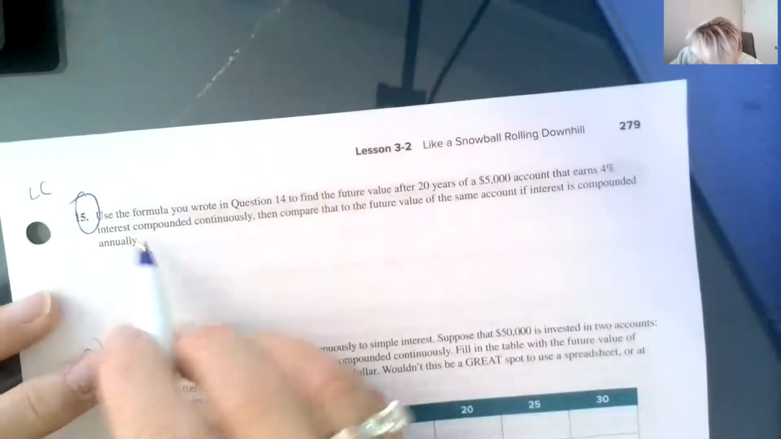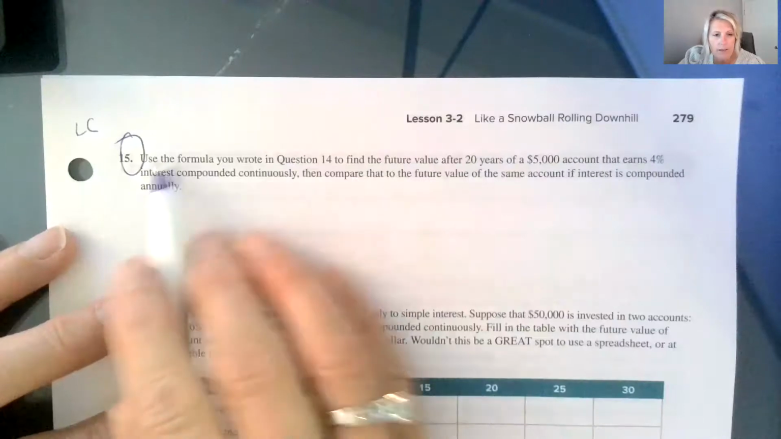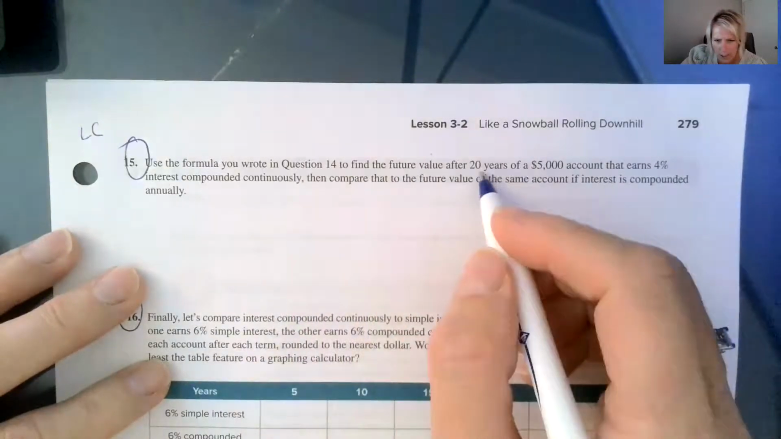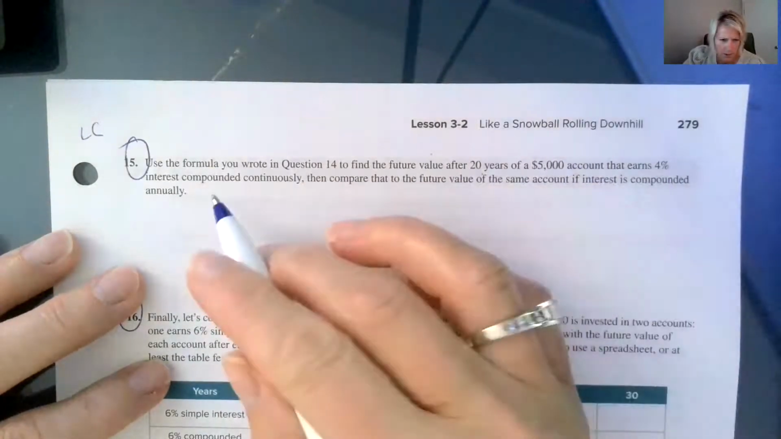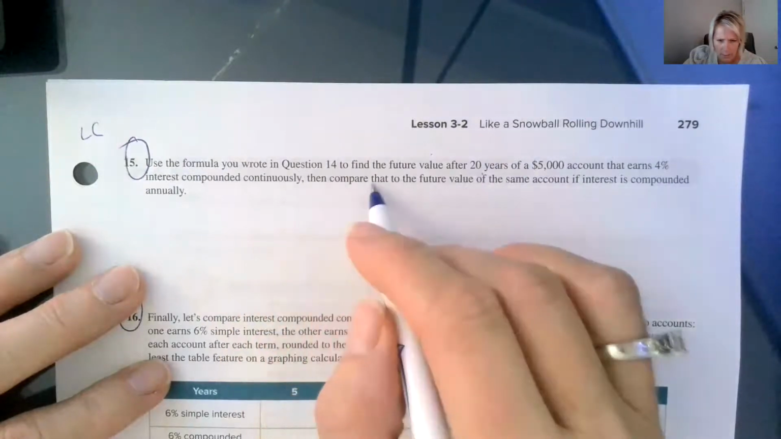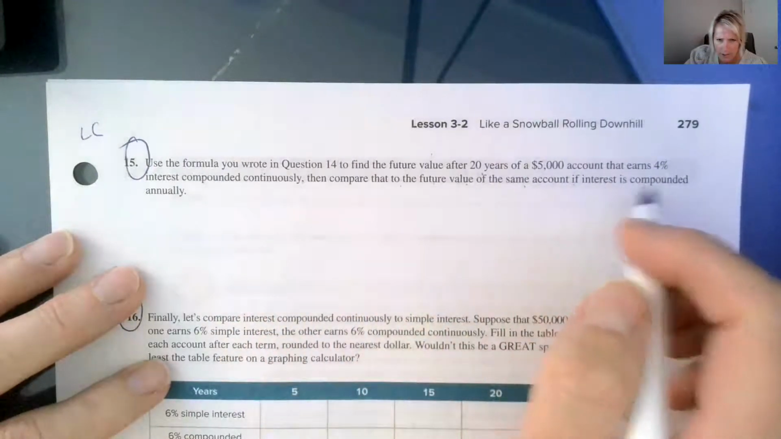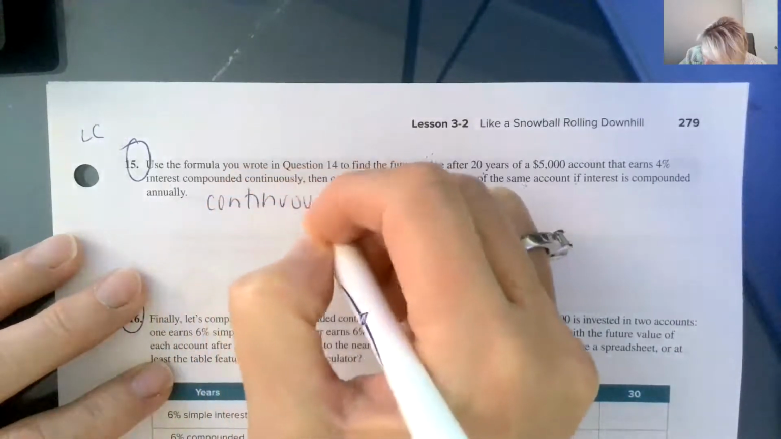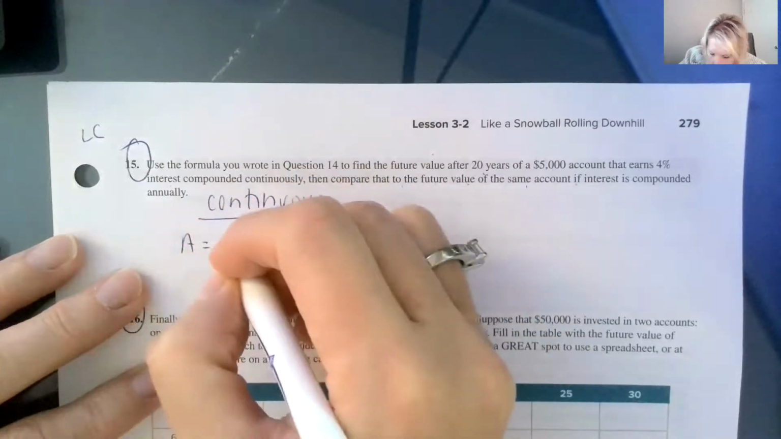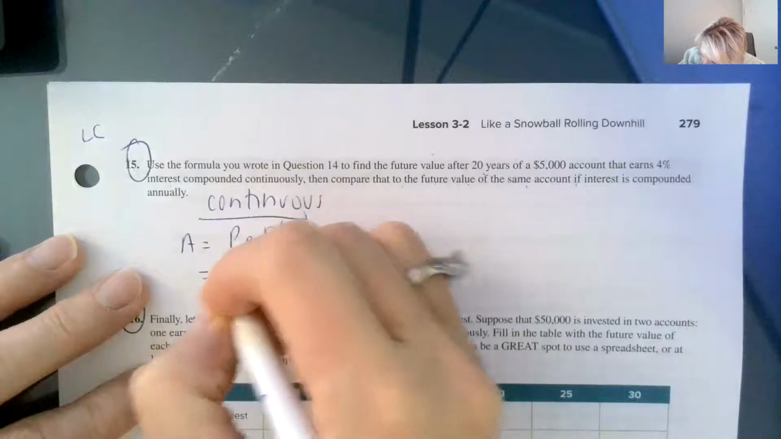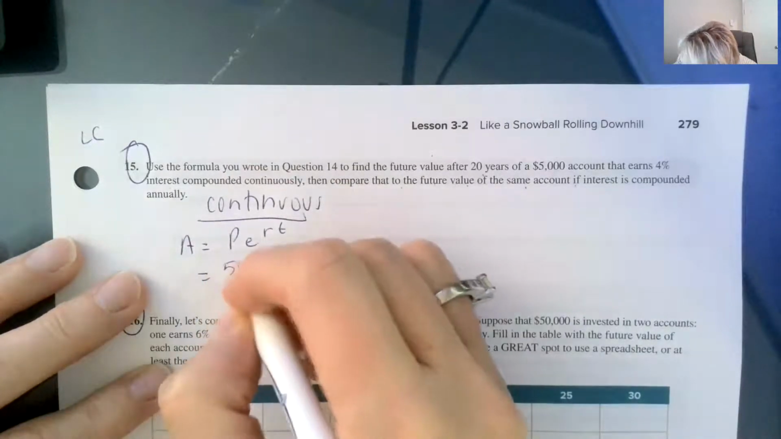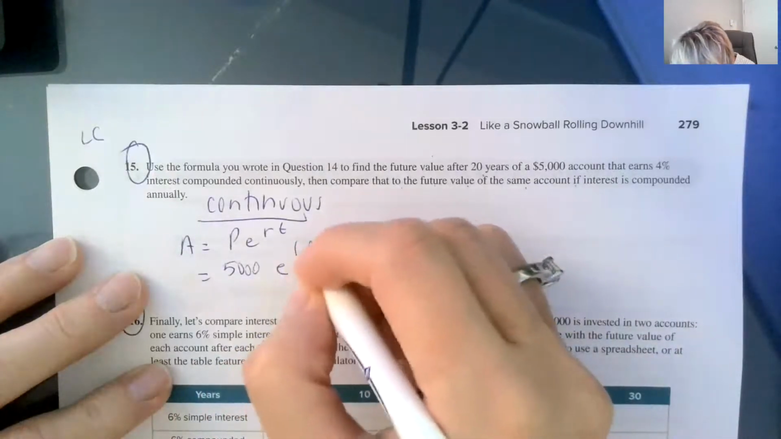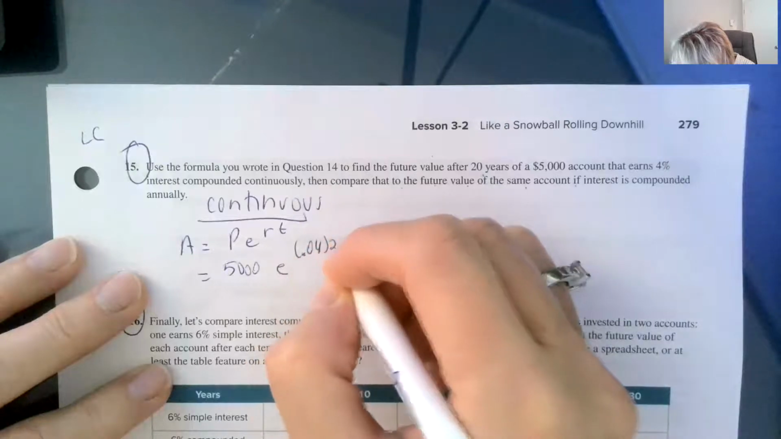Okay, so 15, which is our lesson check, by the way, for lesson 3.2, says use the formula you wrote in question 14 to find the future value after 20 years of a $5,000 account that earns 4% interest compounding continuously. Then compare that to the future value of the same account if interest is compounded annually. So let's just write continuous. And so that's going to be P E to the RT. And we had $5,000 to invest, E, and the rate is 4% for 20 years.